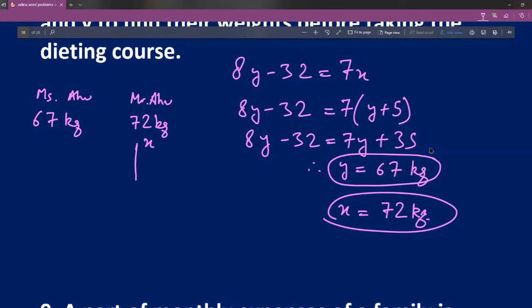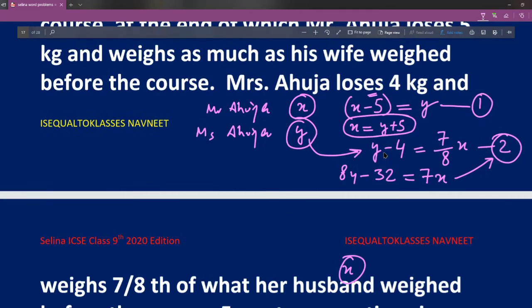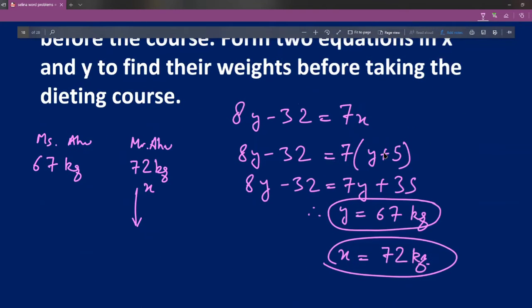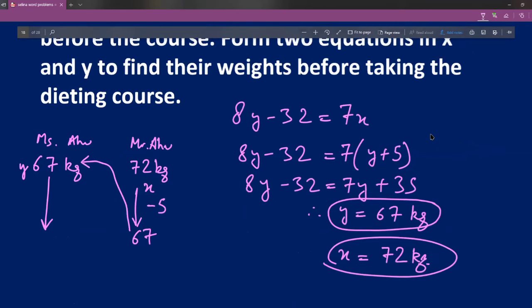Mr. Ahuja lost 5 kg. So he became 67. As Mrs. Ahuja was before the dieting, I hope you are getting it. Mrs. Ahuja, she was y. How much has she lost? She loses 4 kg. She becomes 64 kg. Now 64 kg is 7/8 of what Mr. Ahuja was before the dieting.